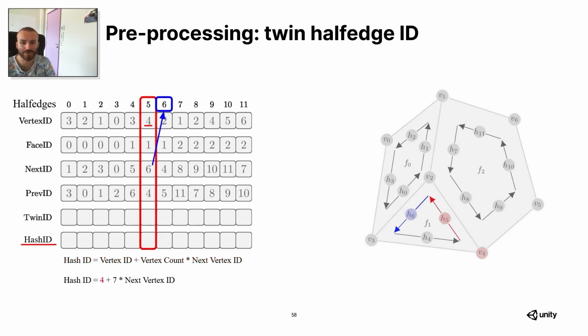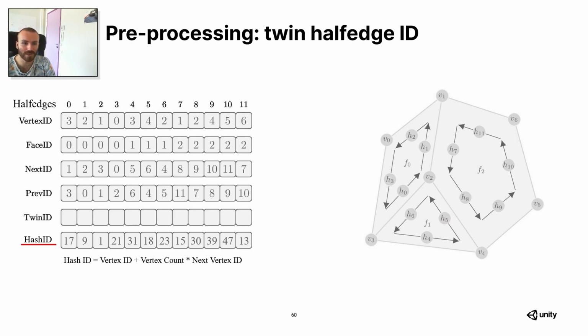Looking at the half-edge number 5, we have our source vertex, which is 4. And using the next operator, we get the next half-edge, the half-edge number 6 here in blue. And we look at its own source vertex, which is 2. So this gives us a hash of 4 plus 7 times 2. So we compute these hashes for each half-edge in parallel.